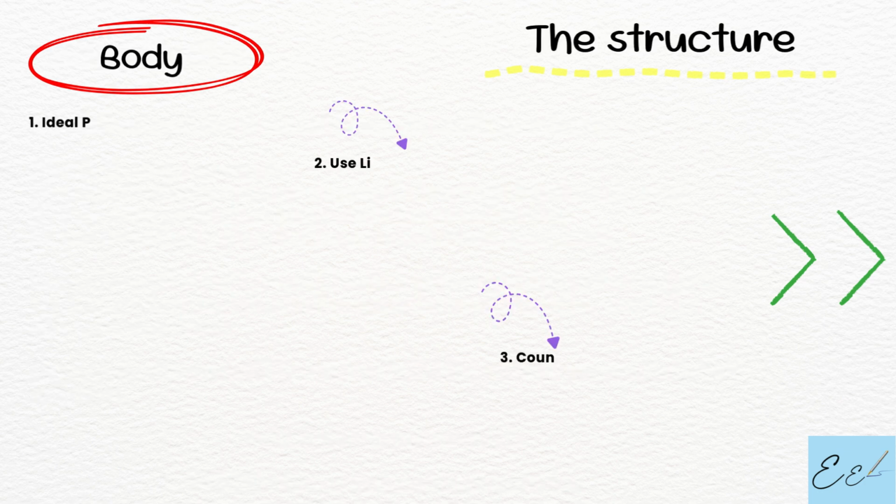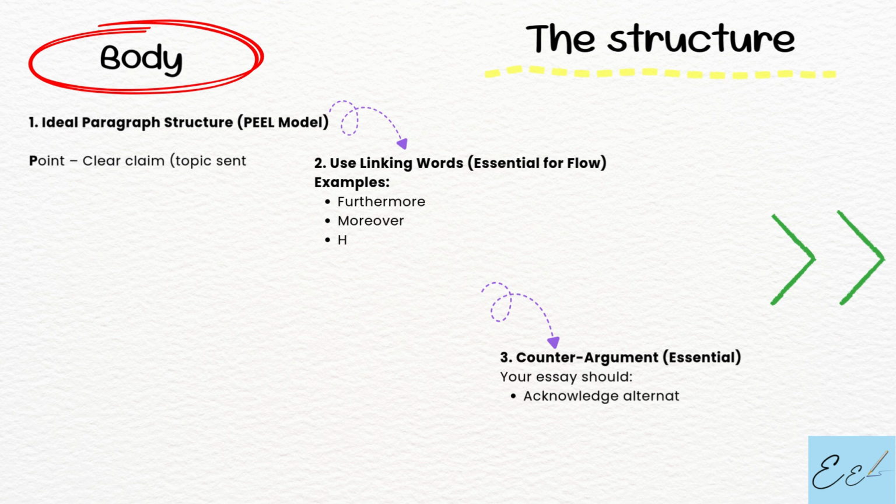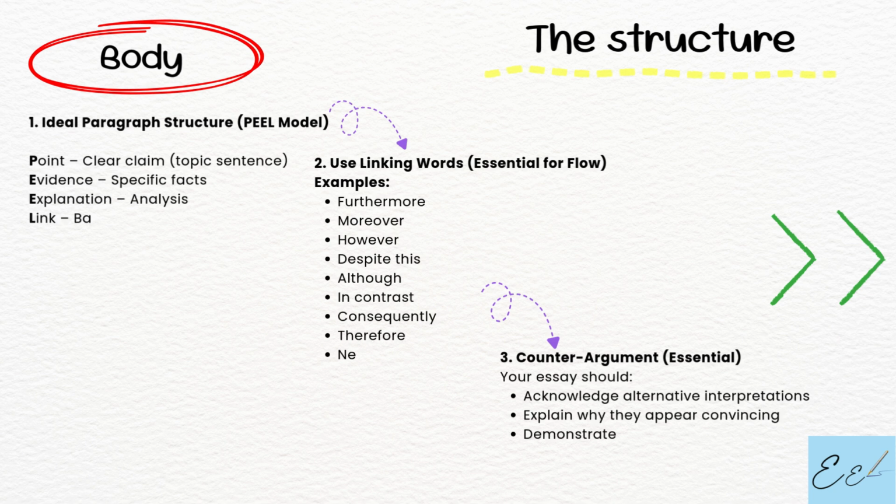Let's talk about the body paragraphs. Each body paragraph should use the PEEL method, which is point, evidence, explanation, and link. Now, your point is your topic sentence. This is your clear stance that you make. You should have a point in every single body paragraph that outlines what that paragraph specifically is going to talk about, and it should also link back to the question that you have been given.